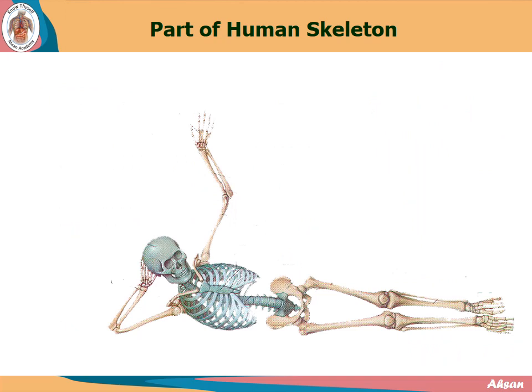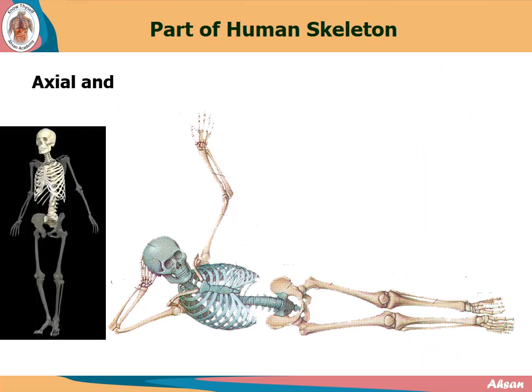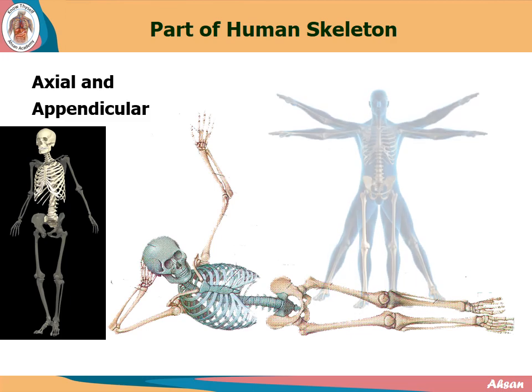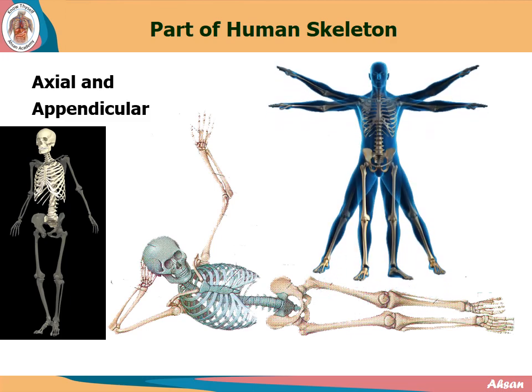Human skeleton comprises of axial skeleton and appendicular skeleton. You can see the skeleton in the black shade area. The white bright part of the skeleton is known as axial skeleton, and the relatively shaded area is the appendicular skeleton. You see, appendicular skeleton comprises of the skeleton of the upper and the lower limb, along with the girdle that inserts the limb into the trunk.